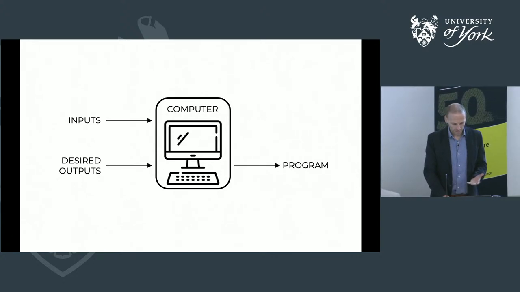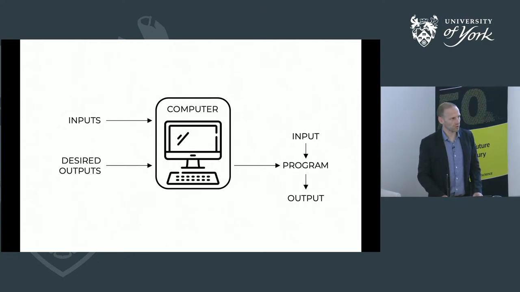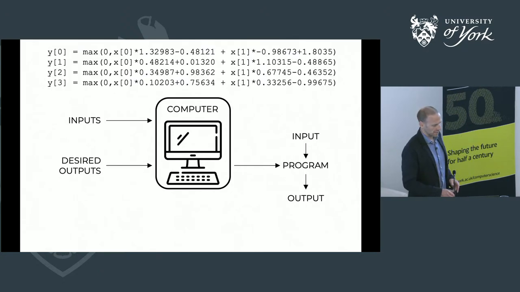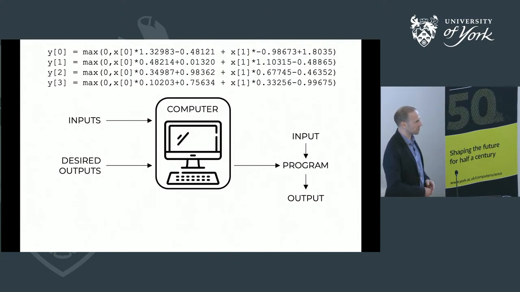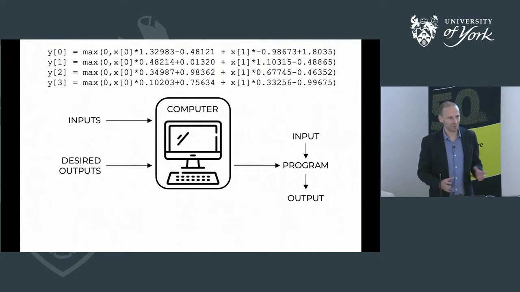So this program can now take new input that it didn't see when it was being trained and provide some output which should be a good extrapolation or generalization to the behavior you want from your system. If you actually look at the program that is produced by a process like this, it's very unlike something a human would write and it's not really interpretable. It's basically full of numbers, constants, that the computer has determined are a good way of solving this mapping from inputs to outputs.